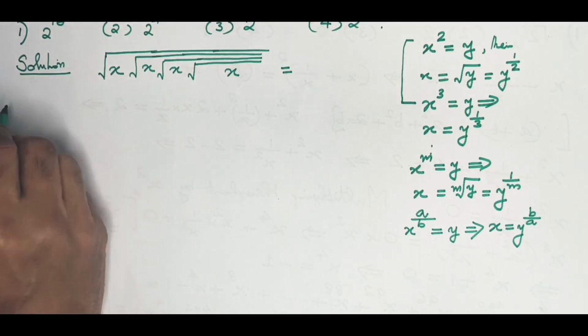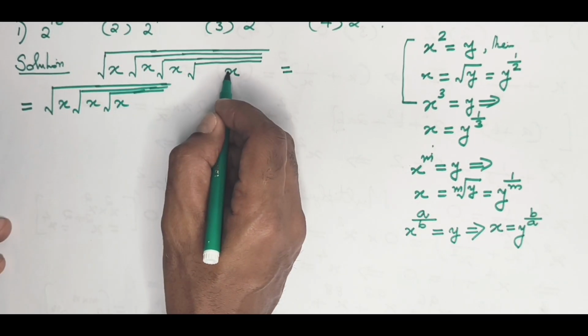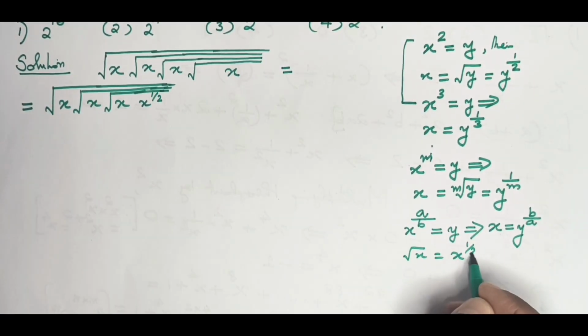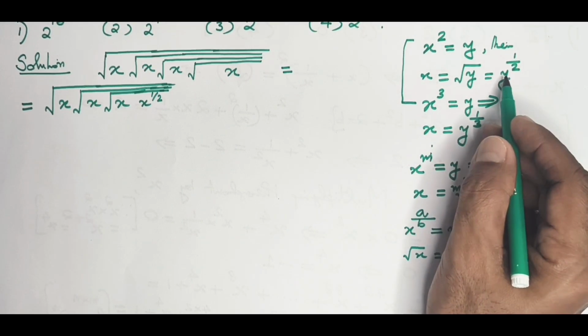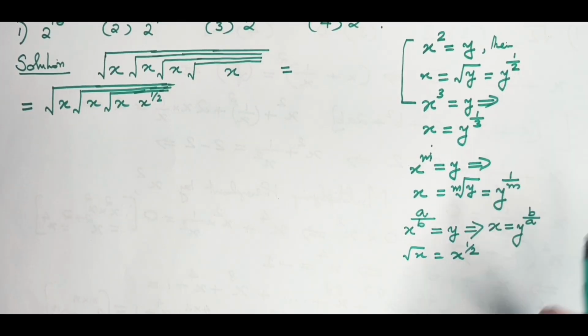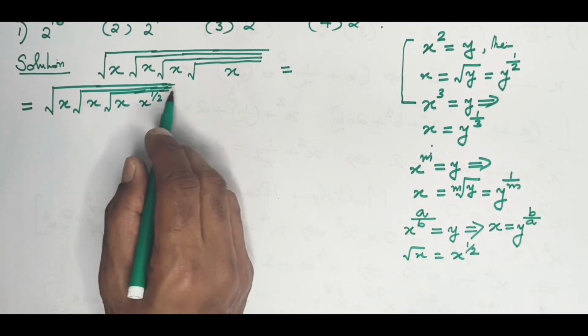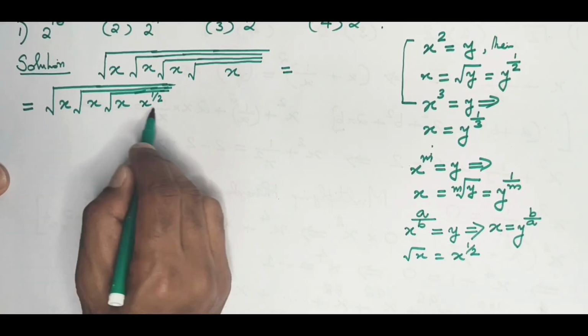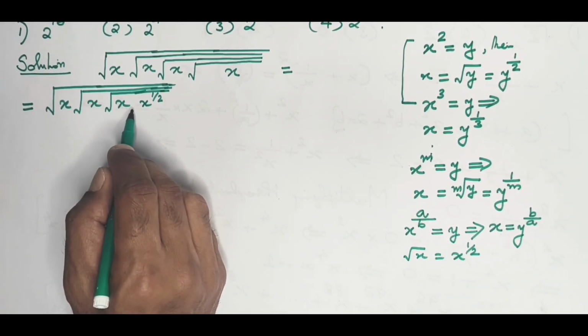Now let's come back here. See, this square root of x, I will write as x to the power of 1 over 2. See, square root of y, y to the power of 1 over 2. Similarly, square root of x, x to the power of 1 over 2. Now look at these two terms. We can simplify that separately.